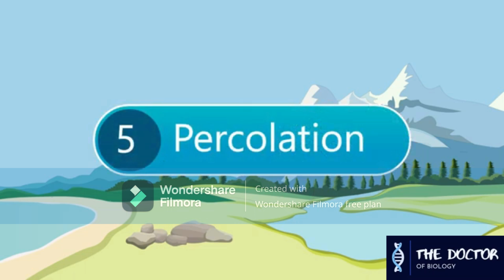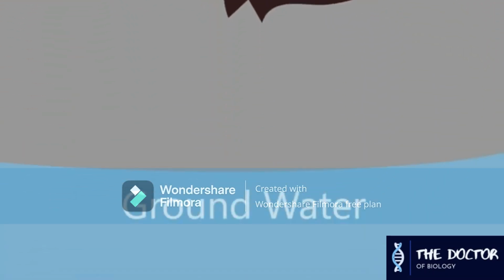Percolation. Sometimes, this water turns into groundwater, or water that is soaked up into the ground. This process is called percolation. Water flows downward, under the layers of the soil, and then, it starts again.